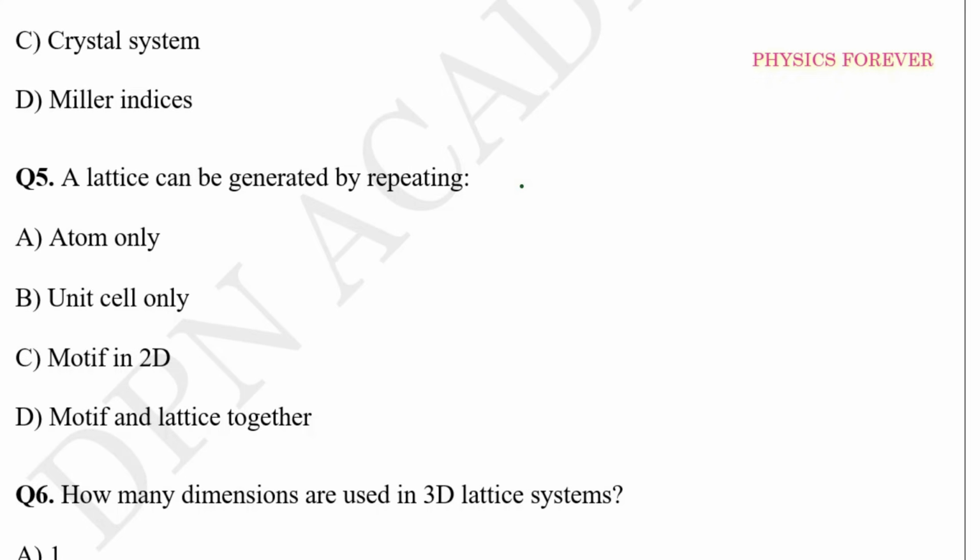So question number 5: a lattice can be generated by repeating. Easy one, this is the most important. In that fifth question, both lattice and basis are needed for the full crystal structure. Which one is correct for question 5? The correct option will be D. That motif is also called the basis. Sometimes that is asked. A repetition of group and lattice is called motif and lattice together.